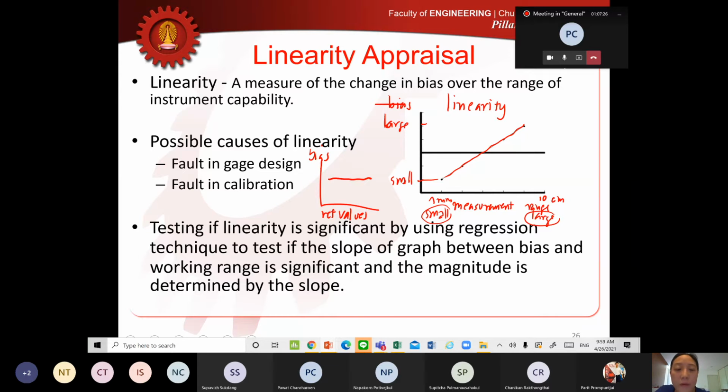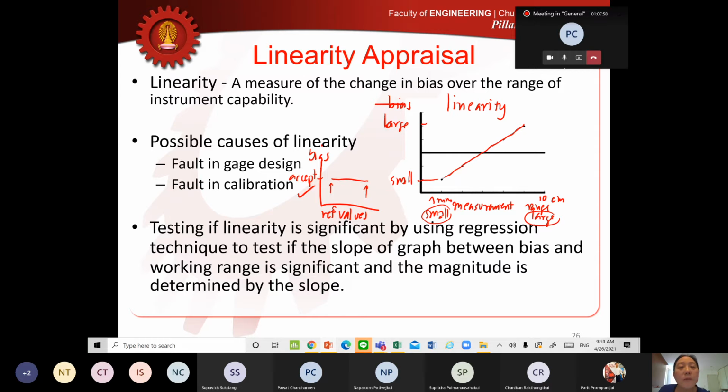Okay, when the reference value changes, bias doesn't change. That means bias is constant over reference values. So when you measure the large part, you will get the same amount of bias as the small part. And if this amount of bias is acceptable, that means it's good, right? Because you can have an acceptable value over the entire range of your measurement values.